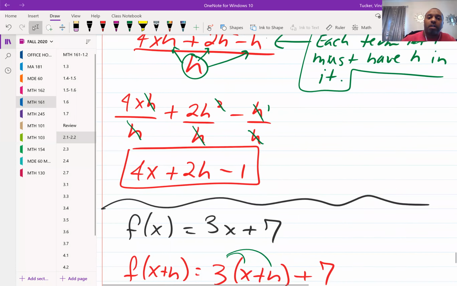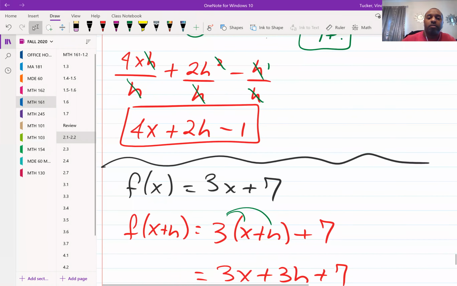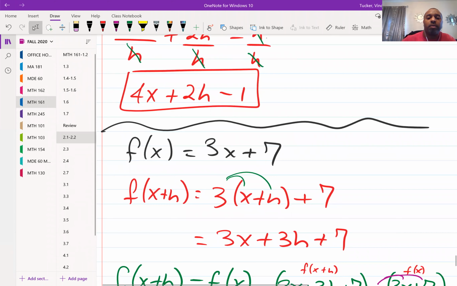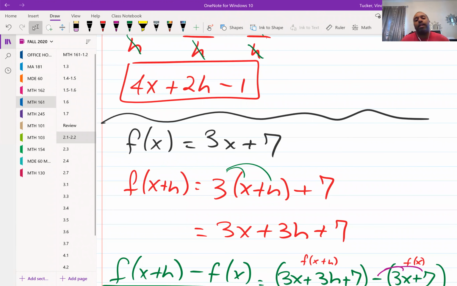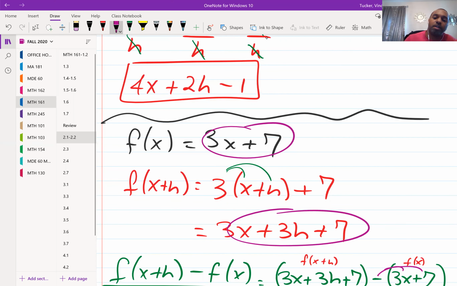So the next one is not as complicated, but it's still worth doing. We have f of x is equal to 3x plus 7. Once again, if you're trying to find the difference quotient, then you need f of x plus h as well. So you take x plus h, plug it into your original equation, and expand it out. So we took x plus h, plugged it in for x, 3 times x plus h, that's 3x plus 3h plus 7. So we have f of x here and then f of x plus h here.